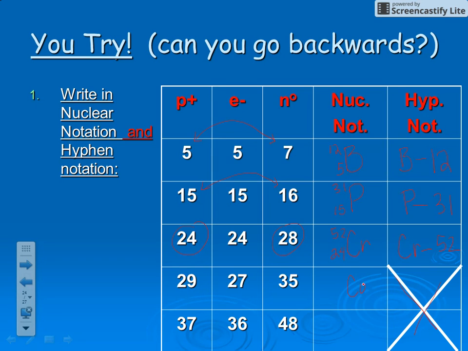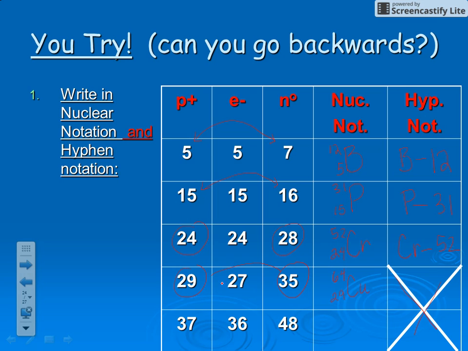So you can put the symbol, Cu. And as a subscript down bottom on the left, you're going to put 29. That's the atomic number. You still add your protons to your neutrons to get your mass number. So 29 plus 35 gives you 64.